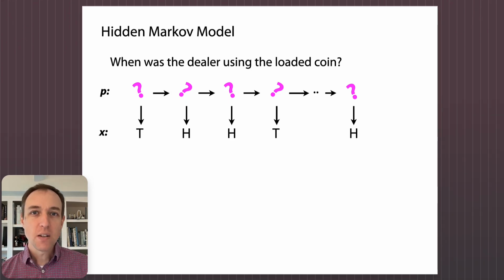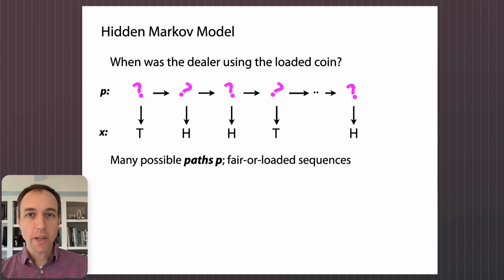And we would like to infer, given what we can see, given the emissions, the heads and tails, the most likely steps where the dealer was using the fair coin versus the loaded coin. Okay, there are many possible assignments here, right? Many possible ways to say that the dealer was using fair or loaded at each step. If we have k steps, for example, if our emission string is length k, then in this example we have 2 to the k possible paths to explore, possible sequences of states. That's a lot, but we really just care about one, right?